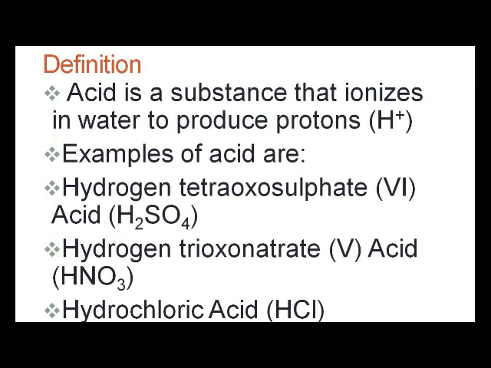Now, what is an acid? An acid is a substance that ionizes in water to produce proton or hydrogen ion. A few examples of acids are hydrogen tetraoxosulfate 6 acid, which is also commonly referred to as sulfuric acid, hydrogen trioxonitrate 5 acid, which is also commonly referred to as nitric acid, and hydrochloric acid.